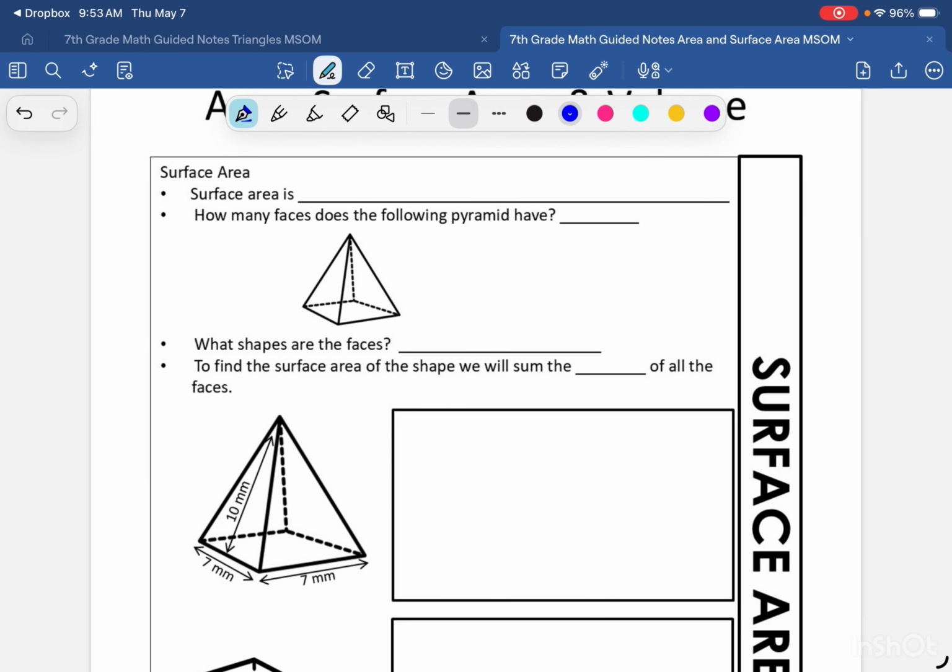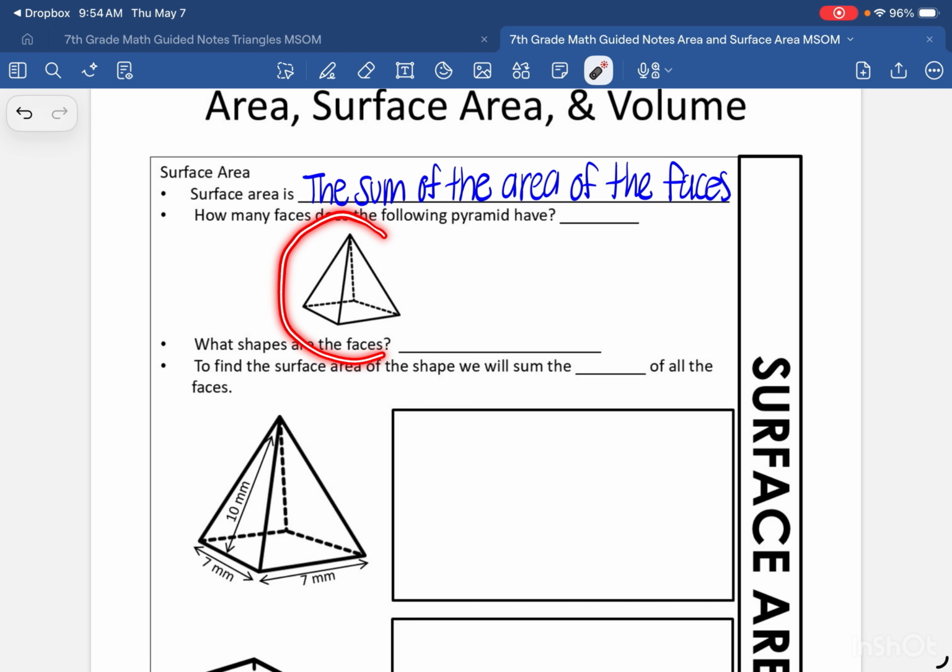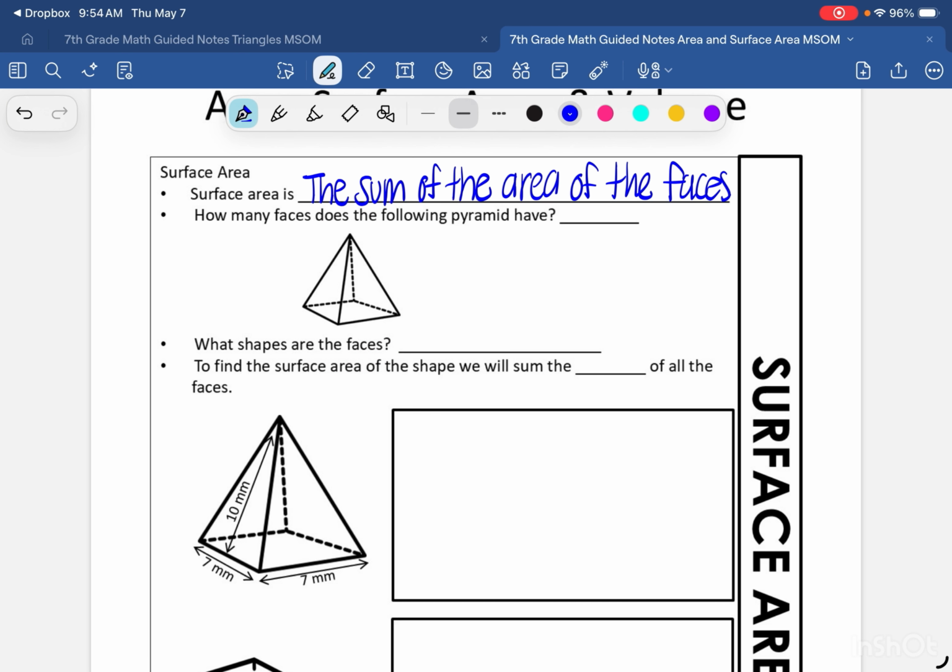Let's move on to surface area. Surface area is the sum of the area of the faces of a 3D shape. Looking at this pyramid right here, it asks us, how many faces does the following pyramid have? So we have our base right here, which is a rectangle, maybe a square, not sure. And then each of those sides of that shape pulls up to another face. So I have this one, this one here in the back, and this one here in the back. So that is a total of 5 faces, 4 on the sides and then my 1 base face.